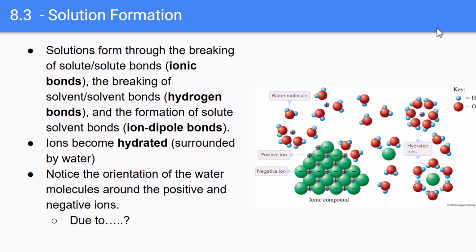So this is what happens when ionic compounds dissolve in water, is that they dissociate into their ions and then the water molecules completely surround them.